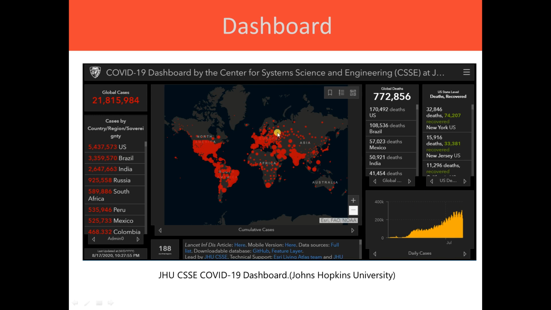Another one is this very famous Johns Hopkins University dashboard that probably everyone has seen. It has leaderboards of the countries, leaderboards of US states, deaths and infected, and shows you on a map how many people have been infected and how many people have died. This is also a really good data source. You can actually get the data from here, the infected and death rates and all this other data.